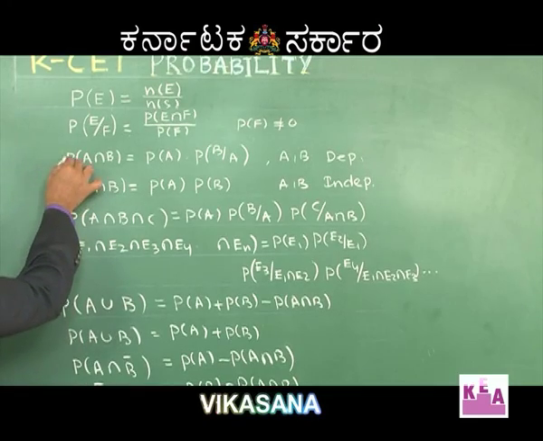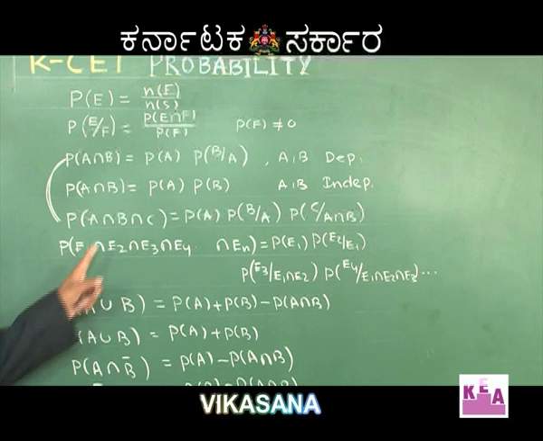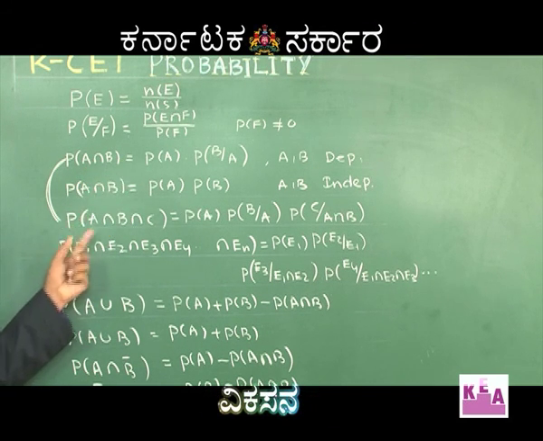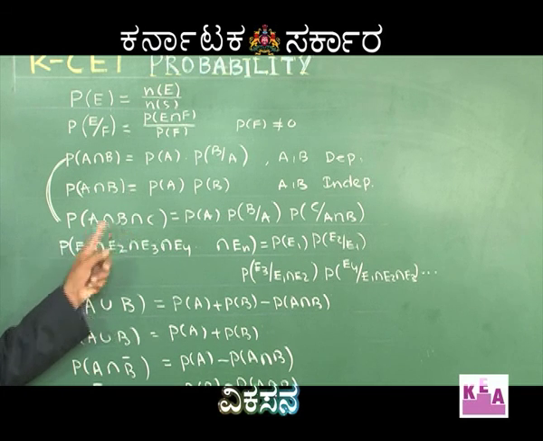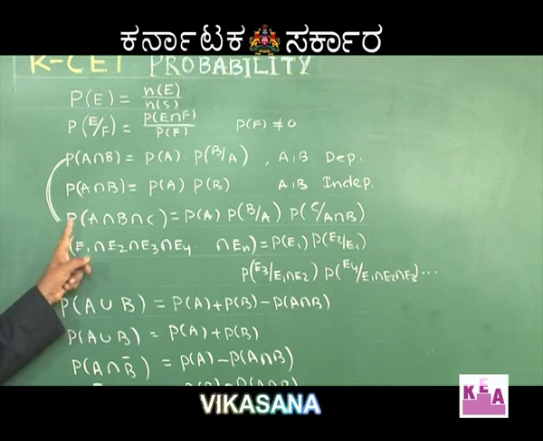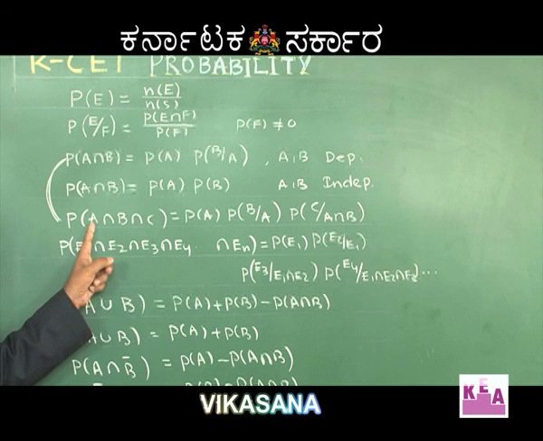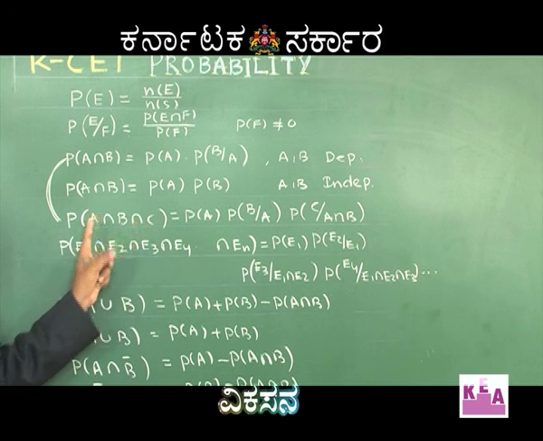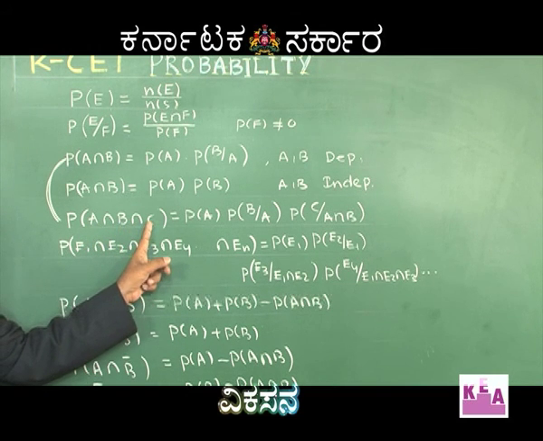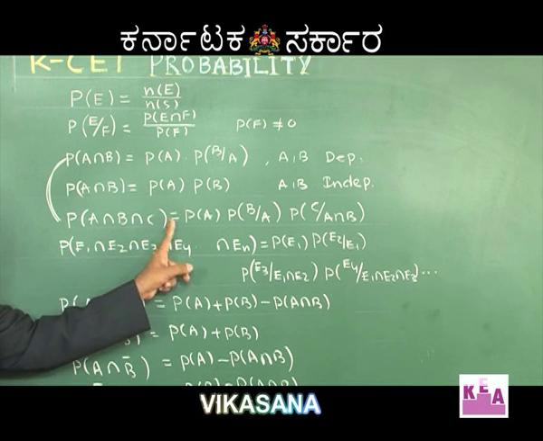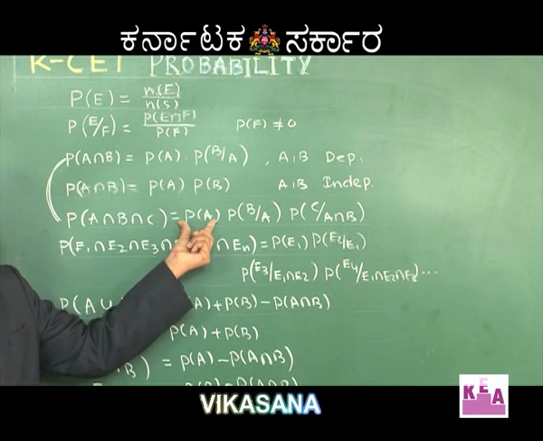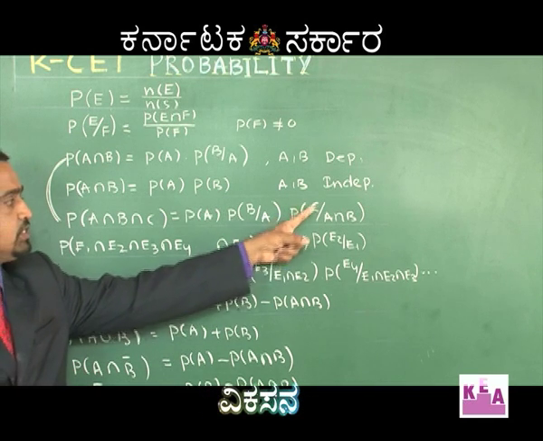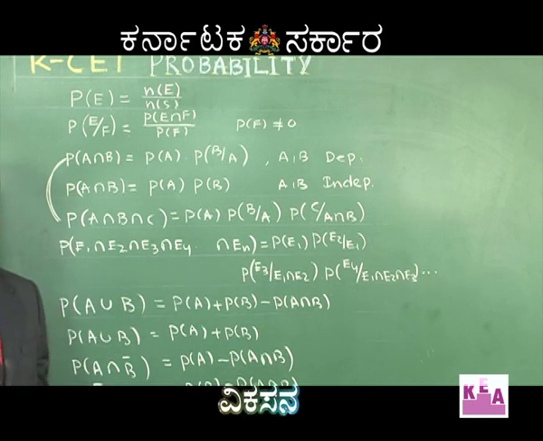Next, the extended form of this dependent events multiplication theorem. This can be extended to more than two events. For example, in a random experiment, the probability of happening of A and B and C, when A, B, C are dependent events, is the product of probability of A, probability of B given A, and probability of C given A intersection B.